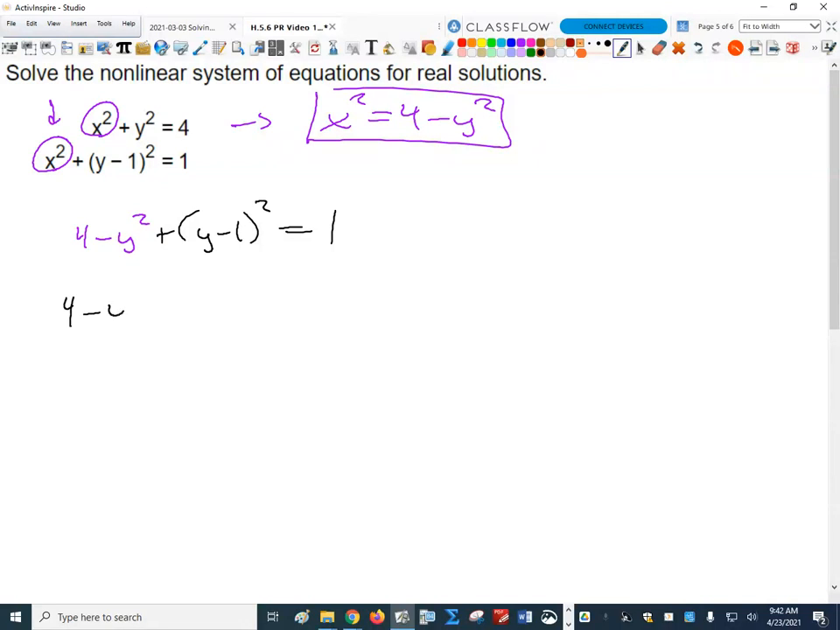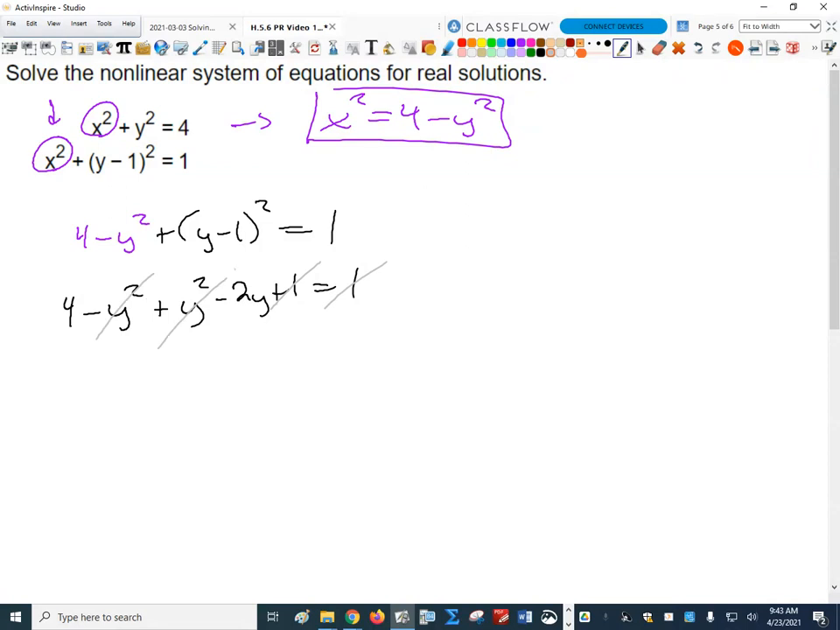So what's this going to give me then? 4 minus y squared. If I expand that, would you guys agree that's just going to give me y squared minus 2y plus 1 when I expand that? a squared plus 2ab plus b squared, okay? And look what happens now. These ones cancel. That's good. Look, the y squareds cancel. Let's do it this way. This gets pretty easy, doesn't it?